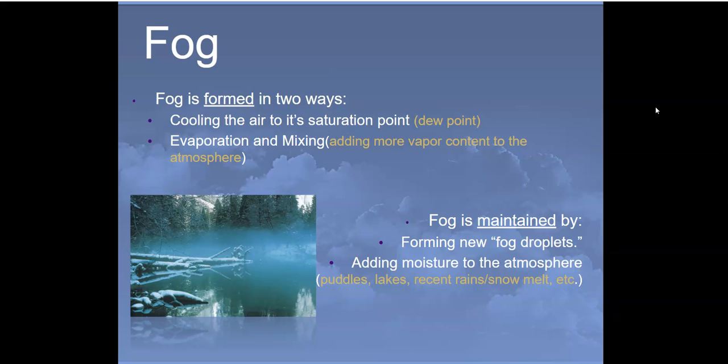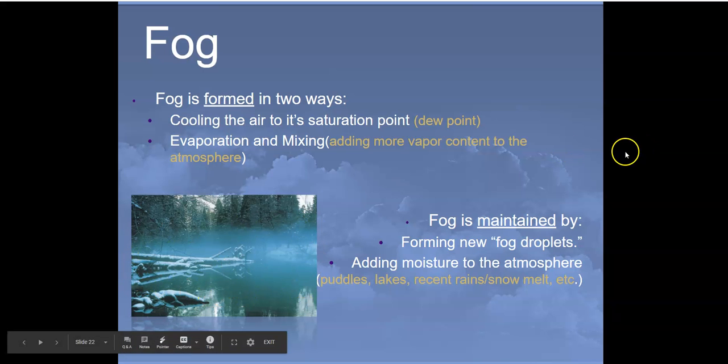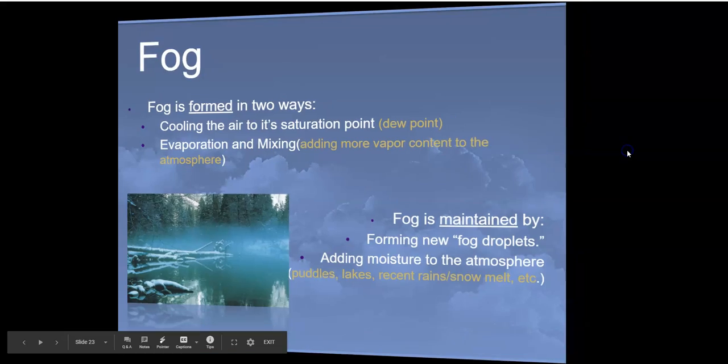So puddles, lakes, recent storms, they can all leave puddles of water or areas of water that will evaporate off. So a lot of times in the fall and the spring, we'll actually see those little fog clouds that form over the tops of ponds.